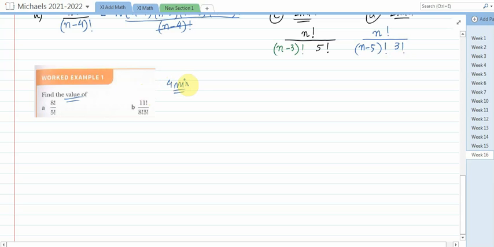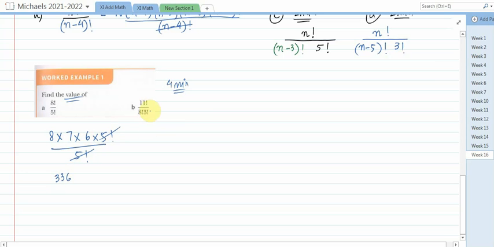Alright. For the first one, it says 8 factorial, so I can break 8 factorial into 8 into 7 into 6 into 5 factorial divided by 5 factorial. The benefit is 5 factorial and 5 factorial cancels. The leftover part is 8 into 7 into 6, which is equal to 336. Alright, that is the first part answer.